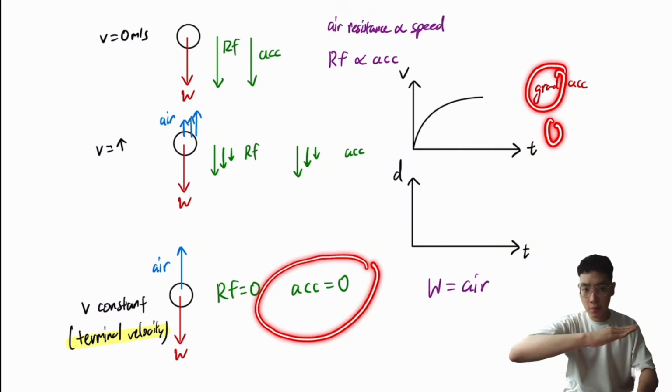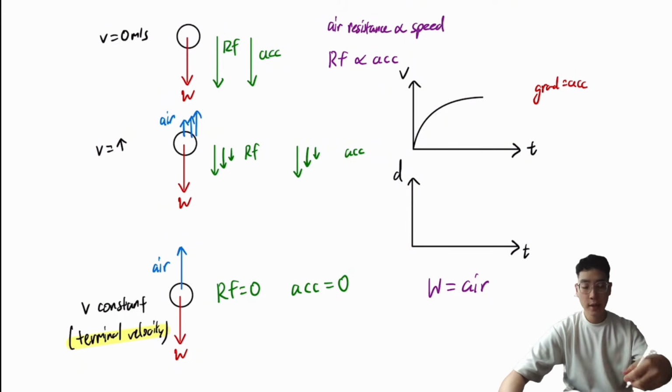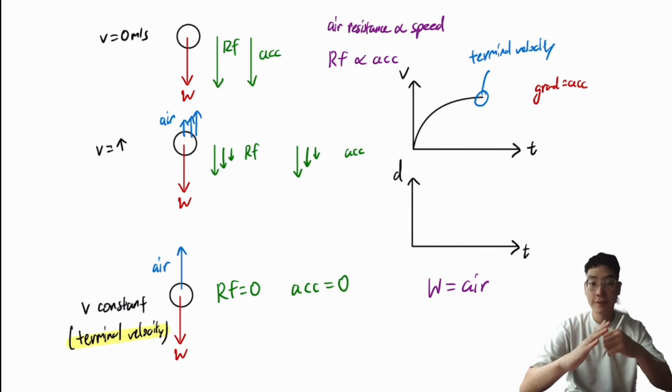The slope equals 0. That's why at the end, it becomes a horizontal line, right? This one indicates to us that the ball has reached terminal velocity, right? So that's for the velocity time graph.